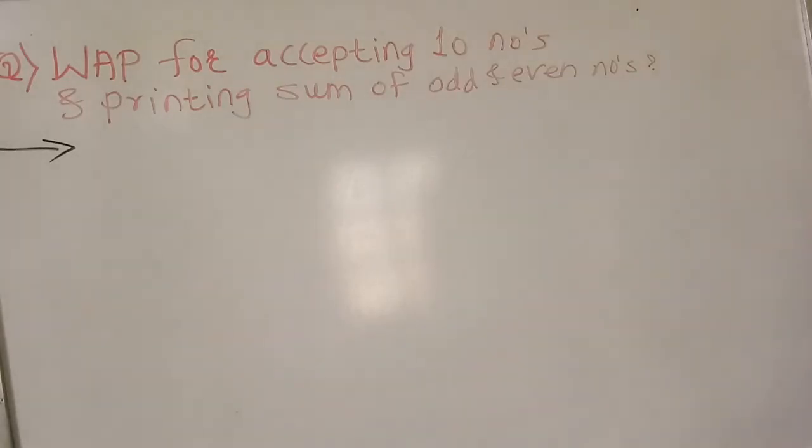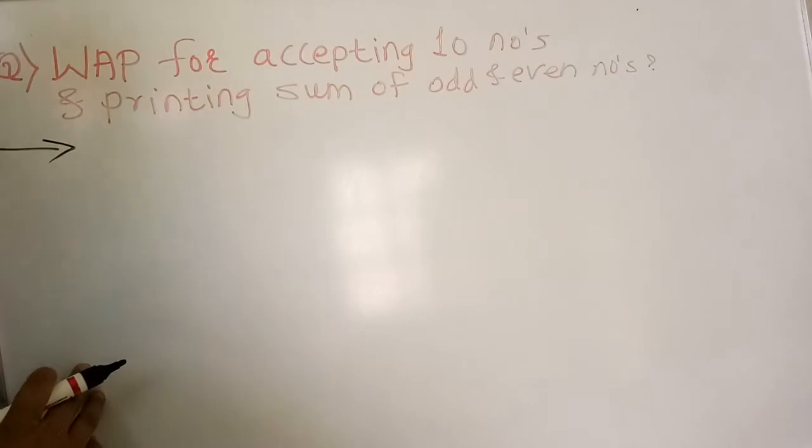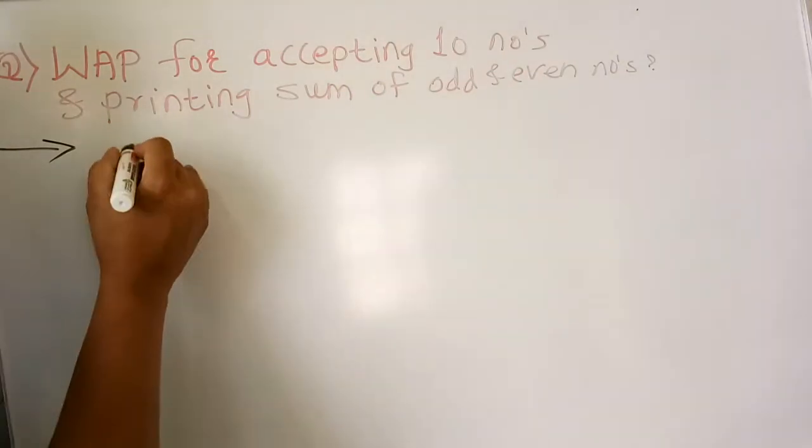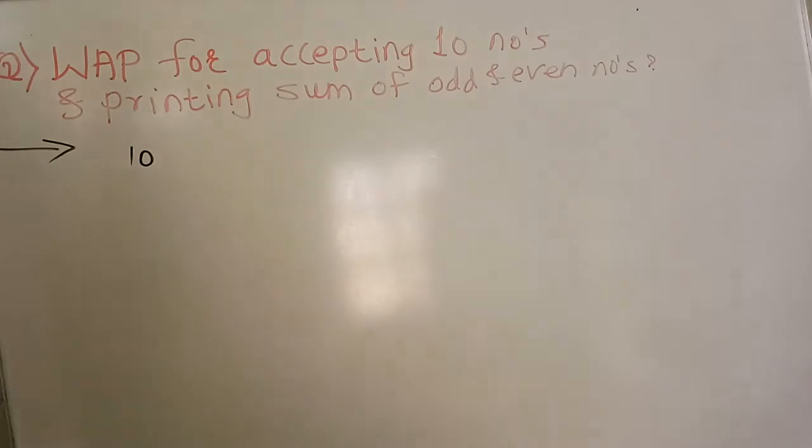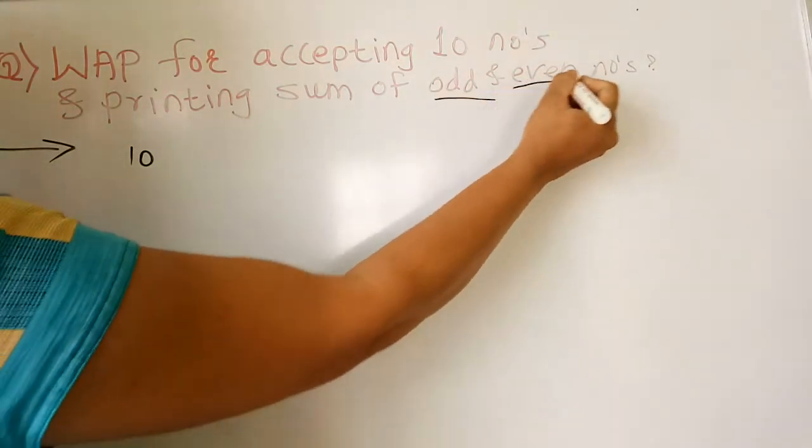In this video, we will solve the next problem statement, that is, write a program for accepting 10 numbers from the user and printing the sum of odd and even numbers. Basically, while developing any program or writing the logic for any program, we will start thinking on that. For that mechanism, we will try to develop a logic, that is, we have to accept 10 numbers from the user. This is fixed. Then you have to calculate the sum of which terms, even numbers and odd numbers.